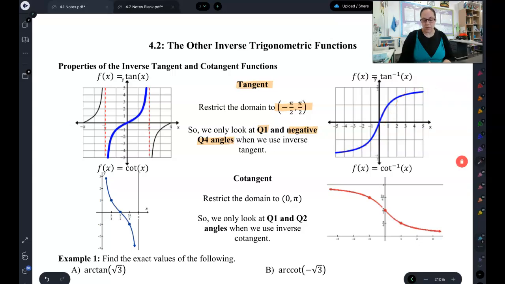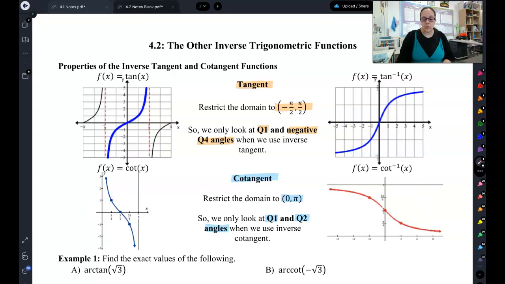Same thing with cotangent. The easiest way to do it is just to take one cotangent section, which goes from 0 to pi. So quadrant 1 and quadrant 2 angles. Very similar to the cosine function, you'll notice. And here's when we flip that graph, this would be the graph of arccotangent. So graph of tangent, cotangent, graph of arctan and arccotan.